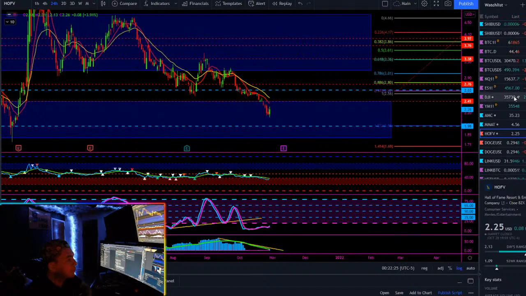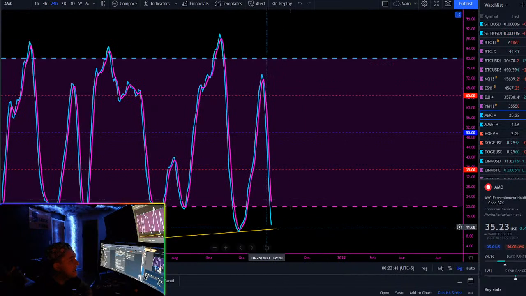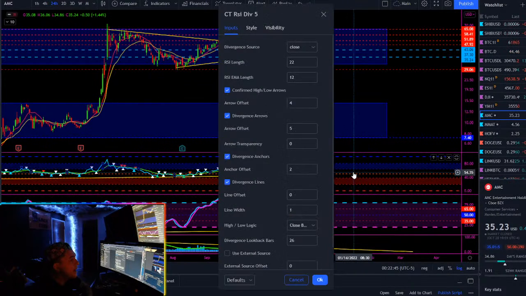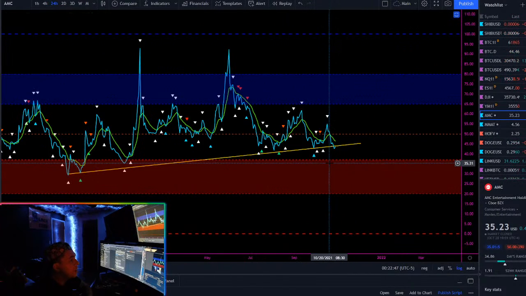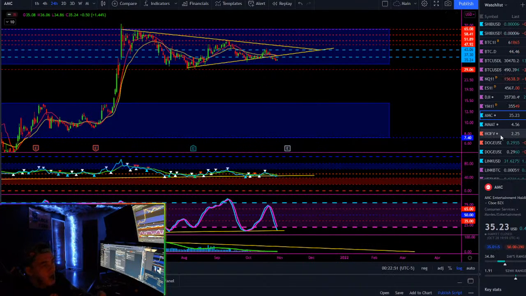Real quick, real simple, real easy. Am I forgetting anything? AMC? Do I want to do AMC? No. It's the same disposition as the previous streams. Down for AMC. Broken triangle structure here. Our stochastics are in the bearish critical zone. Not good. RSI breaking structure. Not good. Good luck, hopiums, for AMC. This one's looking like it wants to come down.